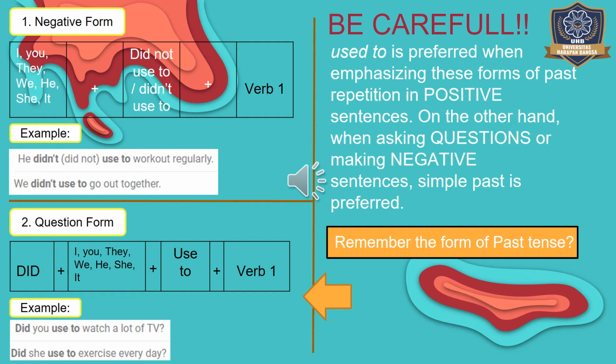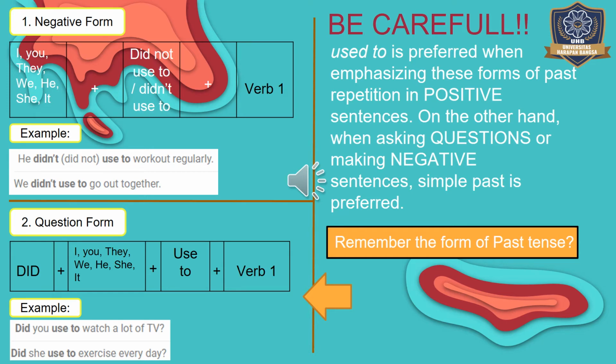The subject is he, and because this is a negative form, we use didn't followed by use to, and the verb 1 here is work out. The second example: we didn't use to go out together. Here we use the subject we followed by didn't, use to, and the verb 1 is go.